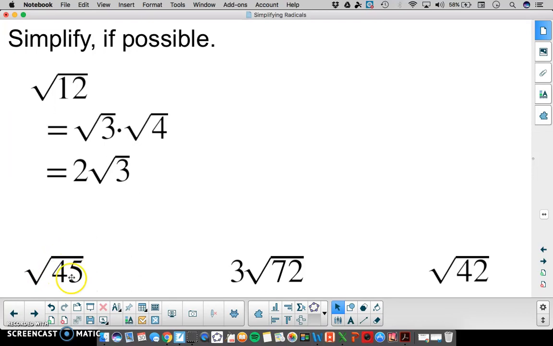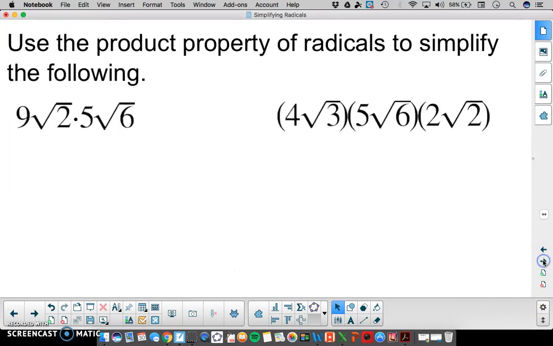I want you to try these 3 radical expressions using that product property of radicals. See if you can break them down to their simplest form. I have 2 radical expressions here that I want you to use the product property of radicals to simplify. We have 9 root 2 times 5 root 6, 4 root 3 times 5 root 6 times 2 root 2.